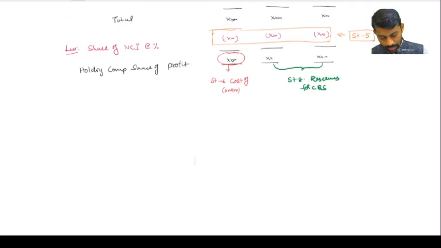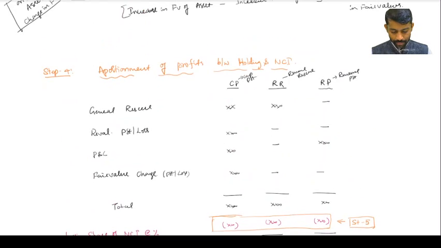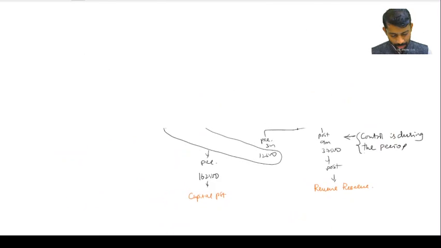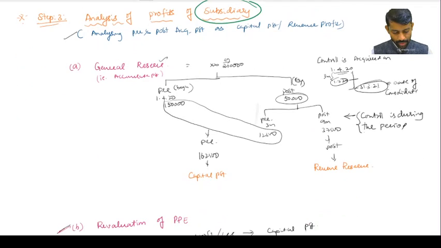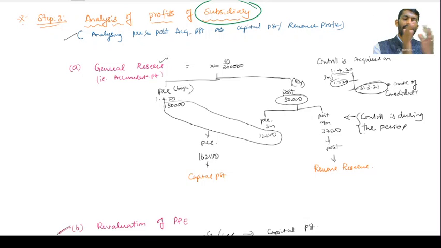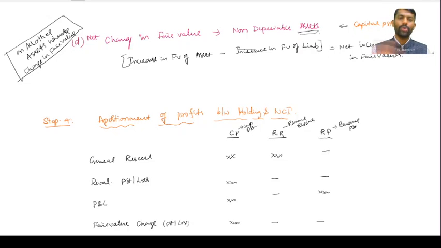Sir, is it done for subsidiary only or joint venture? Everything is for subsidiary only. Till now, I have not used anything for the holding company. I started with step number 3, the analysis of the subsidiary. Whatever subsidiary capital profit and revenue profit I have analyzed, I have shared in step number 4 to the holding company and non-controlling interest. Just imagine you are the subsidiary: your profit has been shared with the holding company and with outsiders, that is, non-controlling interest.